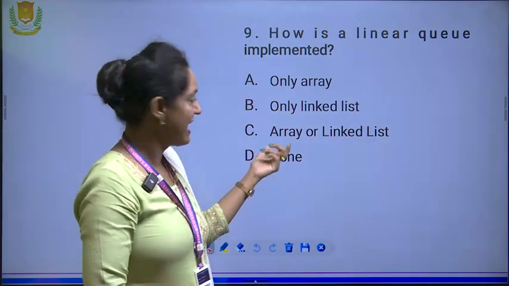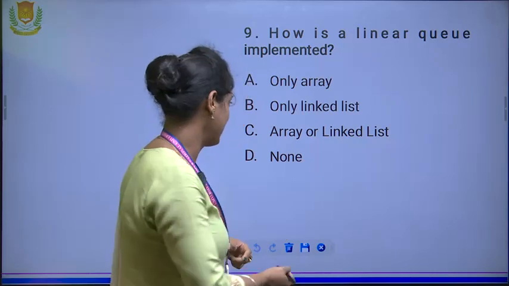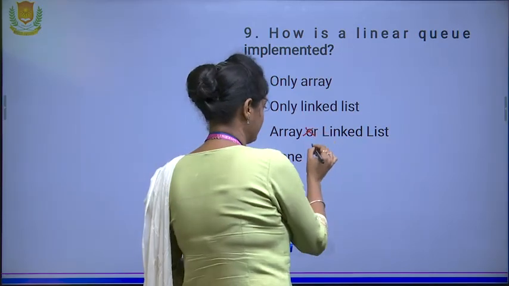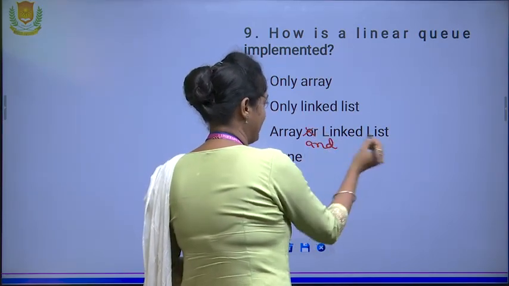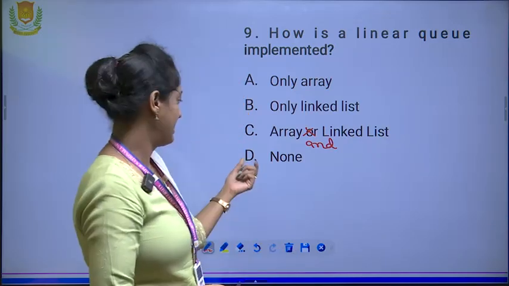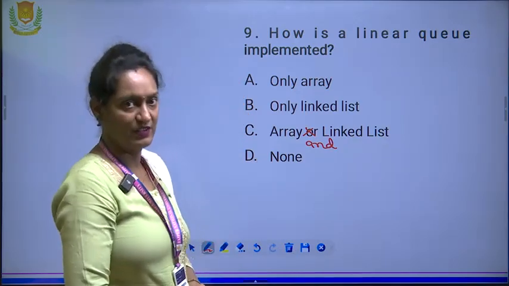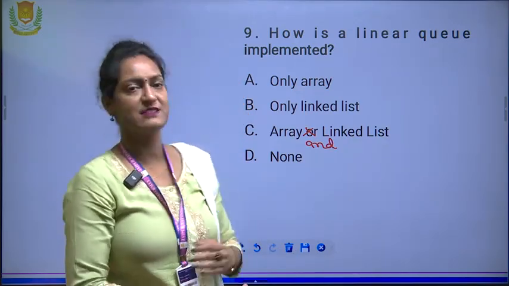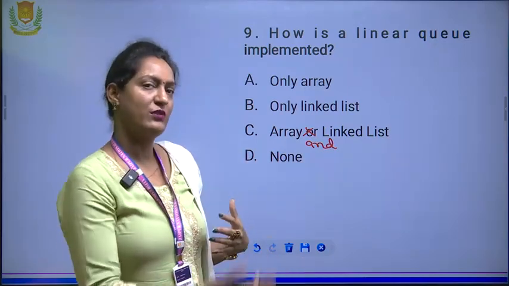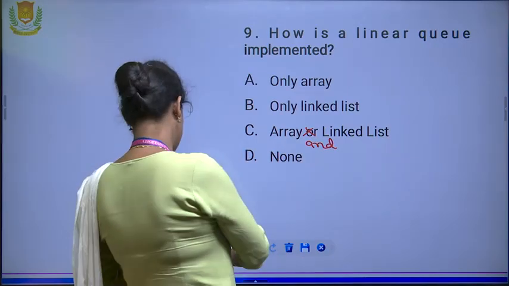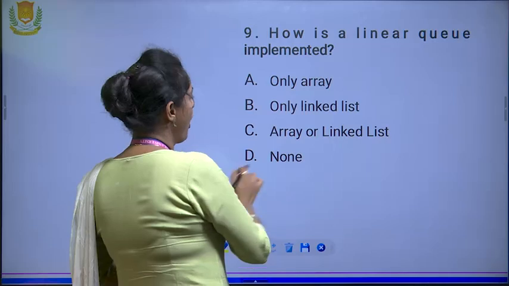Option C is array and linked list both, and the last option is none. So what will be the answer? Now with the next slide we will discuss the answer, and the answer is option C.